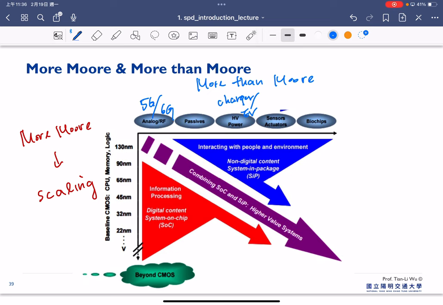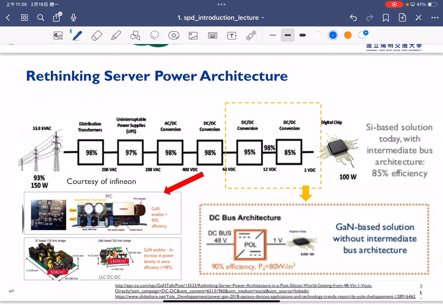And in the later slide, I just want to show how these more than Moore technologies could influence the power as well. So this is an example of how the power is delivered from the plant until our chip here. Usually our chip only needs 1.0 volt DC. But the problem is that the power delivery network here is showing more than 13 kV, especially this 13.8 kV AC voltage. But our cell phone or laptop only needs 1 volt DC. So how can this be delivered? And therefore we need to have a lot of power converters here.